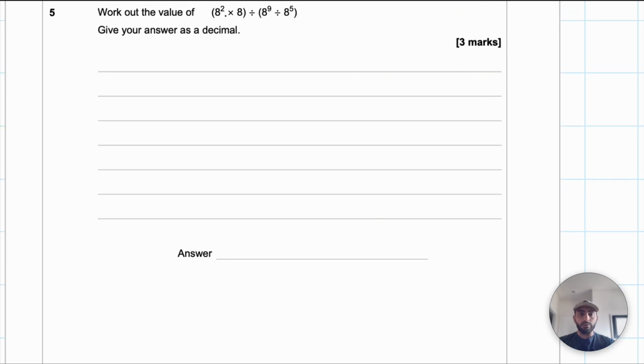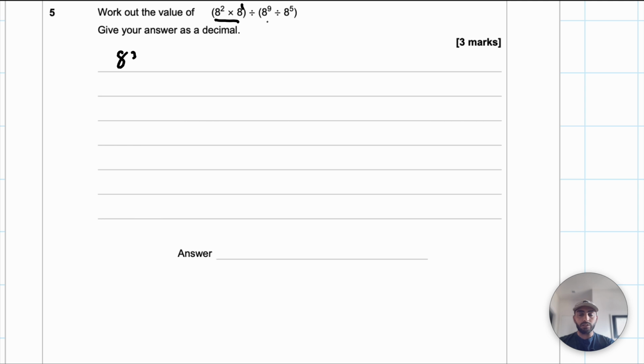Question 5. Work out the value of 8 squared times 8, divided by 8 to the 9 divided by 8 to the 5. Give your answer as a decimal. Let's just combine these together first. We're multiplying and we have the same base, so we just need to add the powers. 8 to the power of 2 times 8 to the power of 1. We need to do 2 add 1, which gives me 8 to the power of 3.